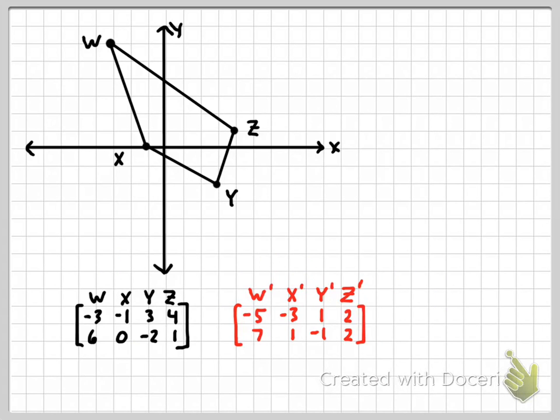I've already got one of them graphed for you. Here's the pre-image, or the polygon matrix that we set. And here then is the image matrix. Let me label those. Well, I kind of already have, haven't I? Because I said W prime, X prime, Y prime, Z prime.